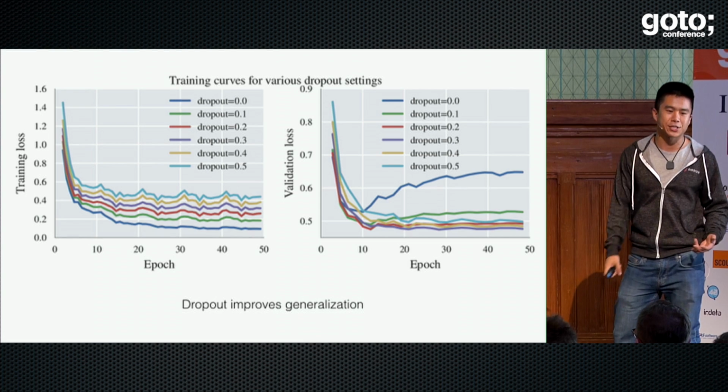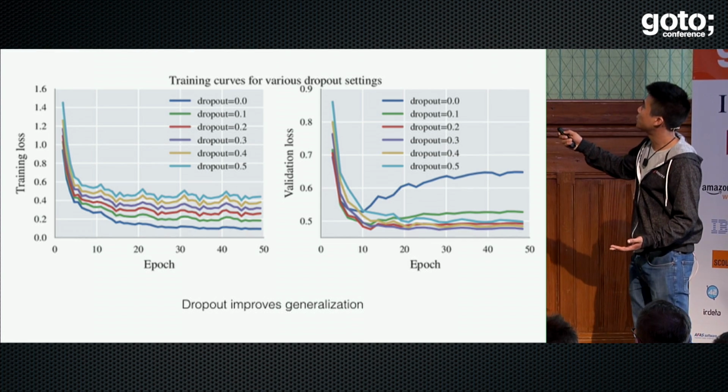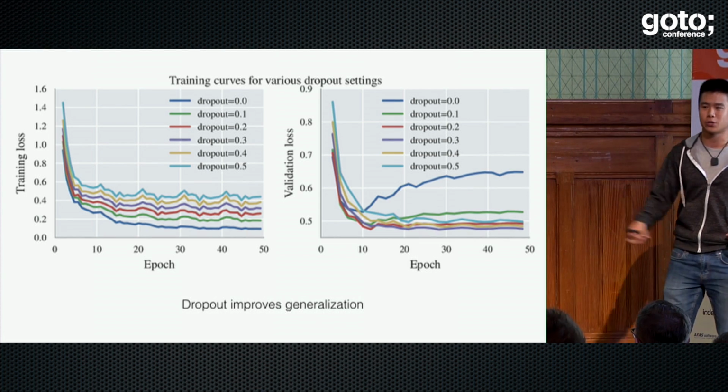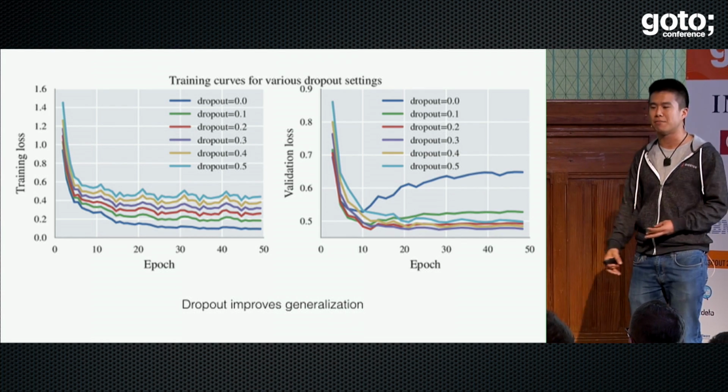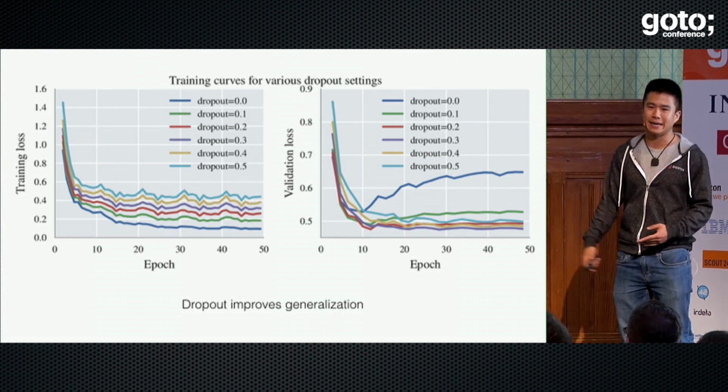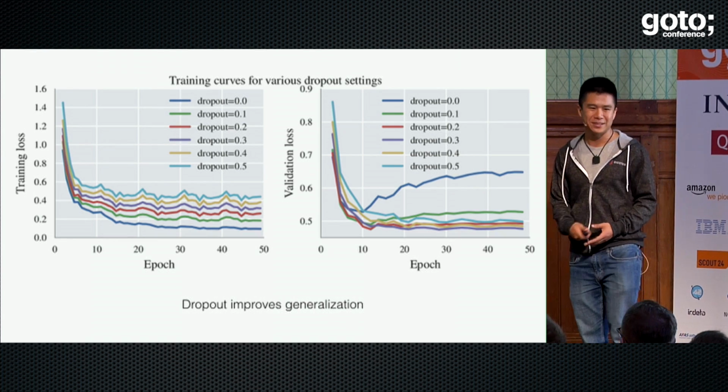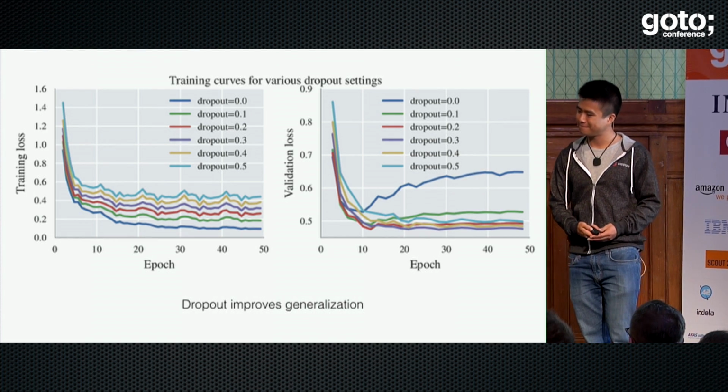And the story on the training side is also consistent. As we increase dropout, you do strictly worse on training. And that makes sense too, because this isn't generalization. This is just how well the model can memorize its input data. And if you turn inputs off, you won't memorize as well.